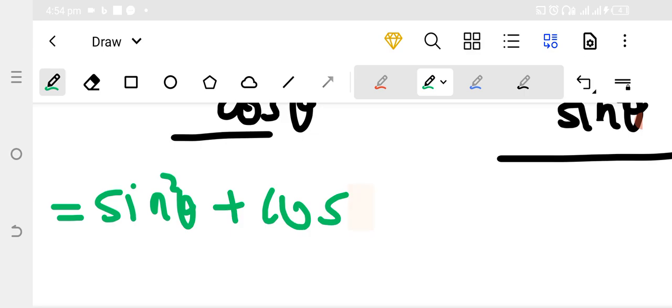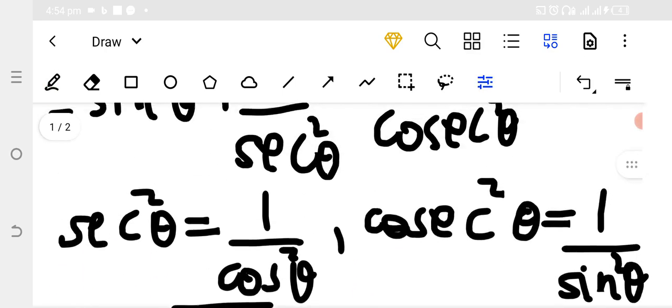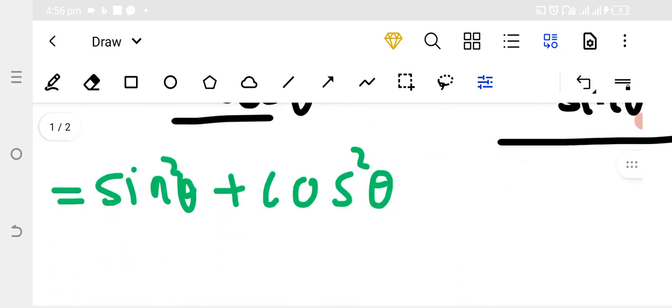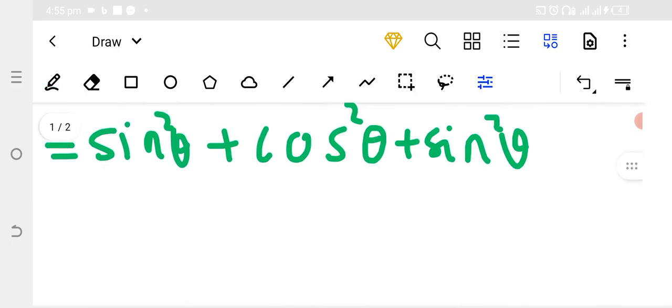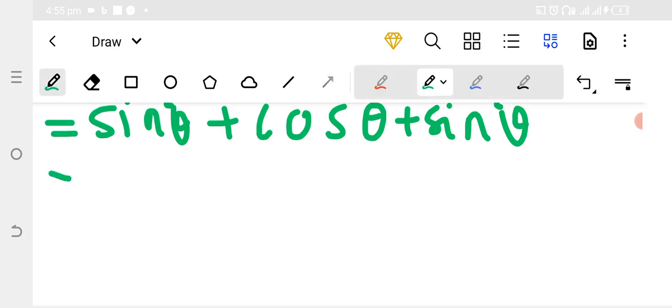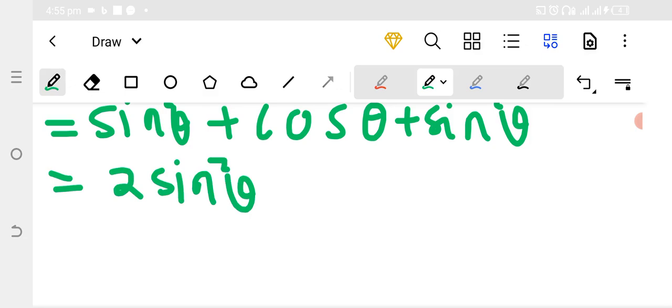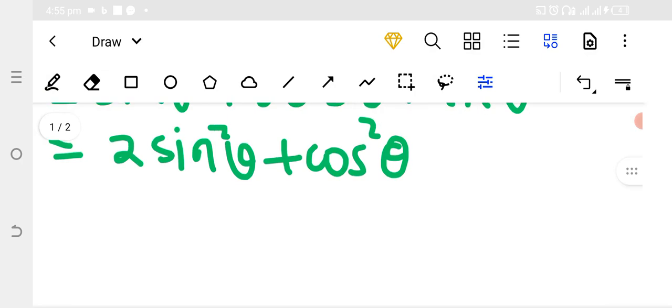I know what I've done may be confusing to some. I'm going to explain. Then they are saying 1 divided by cosec theta squared. You know it is plus sine theta squared, like that. Then to proceed, you're going to say is equal to 2 sine theta squared, then plus cos theta squared. I hope you can see where this is going.